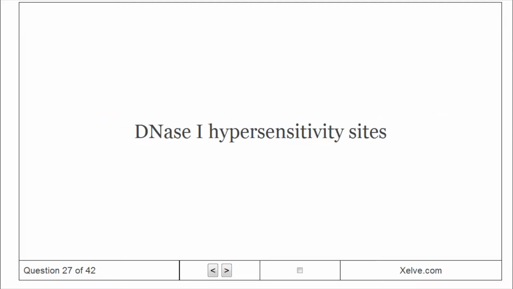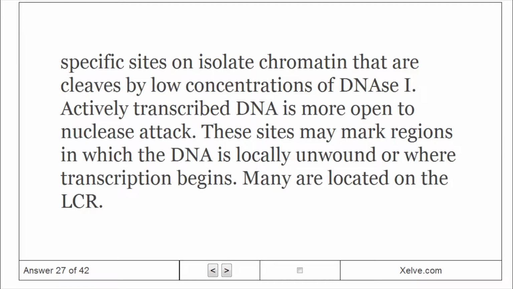DNase I hypersensitivity sites. Specific sites on isolated chromatin that are cleaved by low concentrations of DNase I. Actively transcribed DNA is more open to nuclease attack. These sites may mark regions in which the DNA is locally unwound or where transcription begins. Many are located on the LCR.